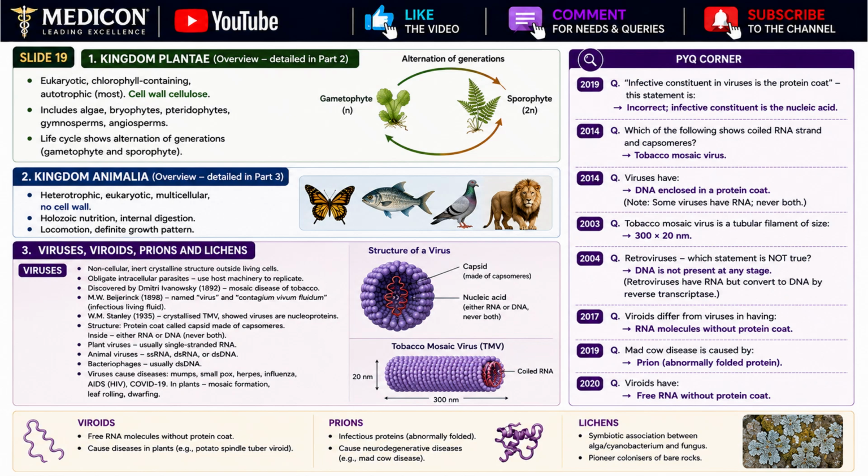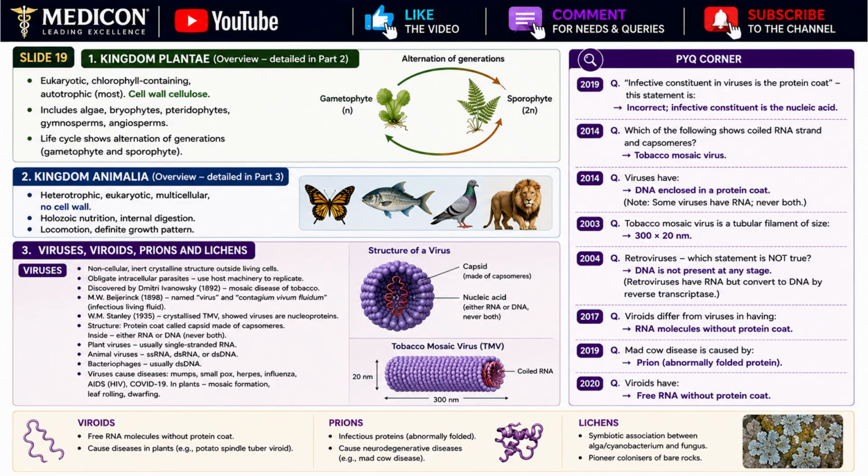The kingdom Animalia, when compared with the kingdom Plantae, is heterotrophic. They are eukaryotic, multicellular, and have no cell wall. Holozoic nutrition and internal digestion are present in this kingdom Animalia, and they have locomotion and a definite growth pattern also.